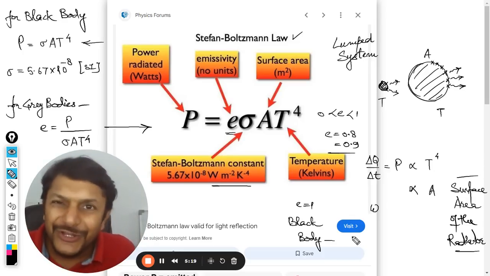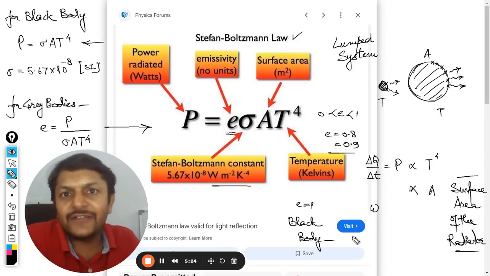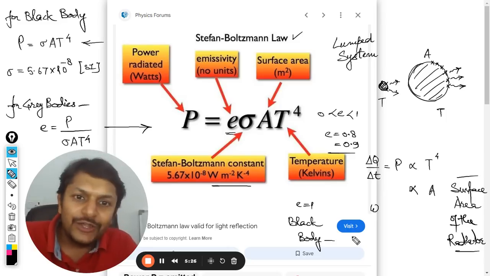So this is it for this video. This is the Boltzmann law, and there is one more thing about the Boltzmann, but that we would be doing in the next video.